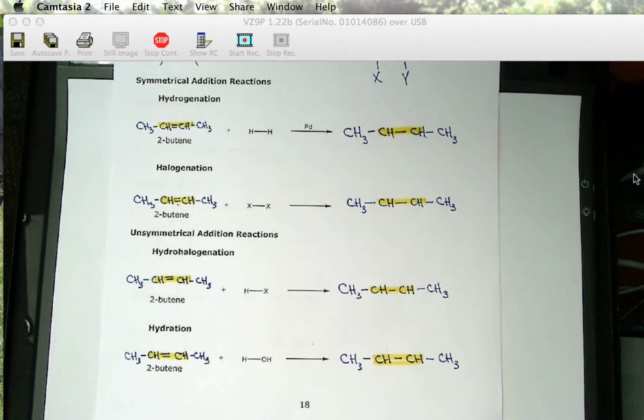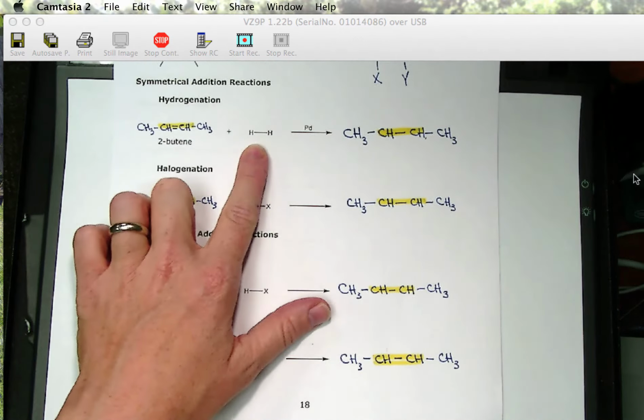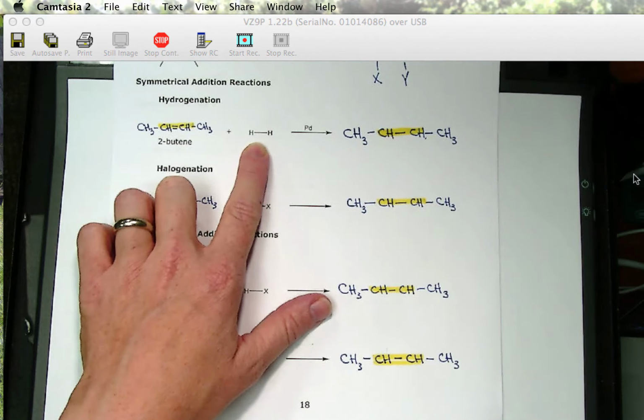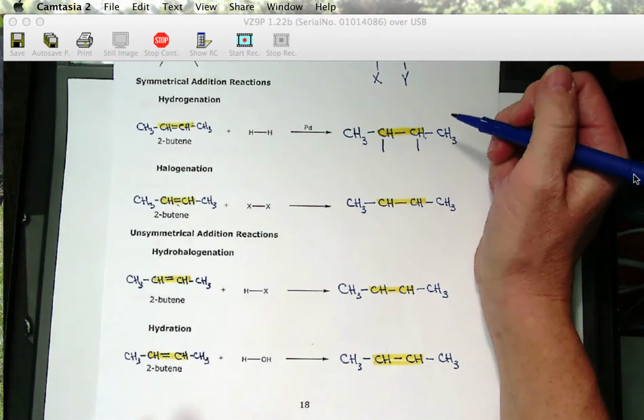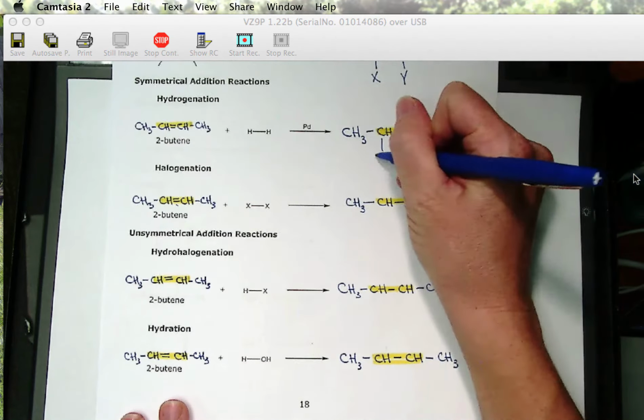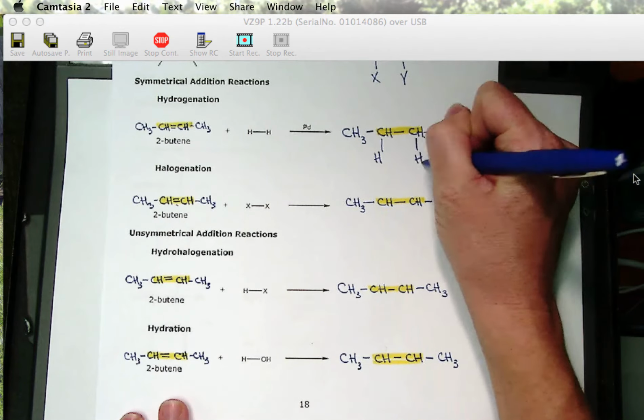The only difference between all of these reactions is what you add across that double bond. With hydrogenation, you're adding hydrogen across that double bond. So I'm just going to draw a line down, and what will be coming off of it? Hydrogen. Good.